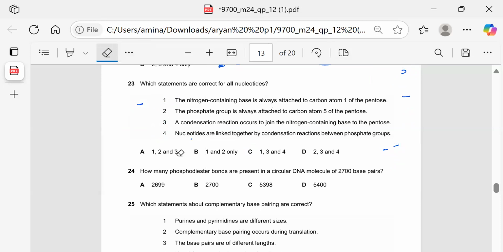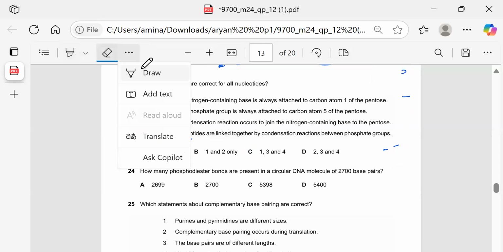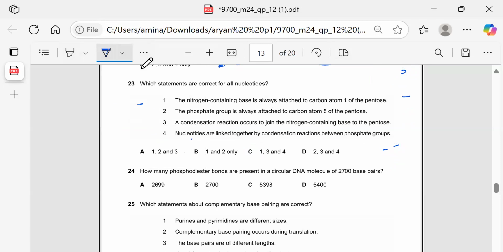Which statement is correct for all nucleotides? I'm going ahead with this. The nitrogen containing base is always attached to the carbon atom. This one was correct because we have made this ribose or deoxyribose sugar. So this is correct. I'm going for the next one.